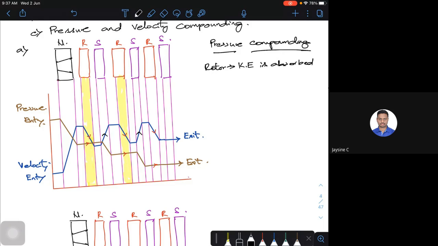Pressure remains same in the stage, or pressure remains constant, or we can call it the pressure energy remains same. Such a type of compounding is called pressure compounding. So in pressure compounding, the kinetic energy is absorbed in the rotor and the pressure remains same in the rotor. So pressure compounding means pressure is kept constant in the rotor. It's called pressure compounding.